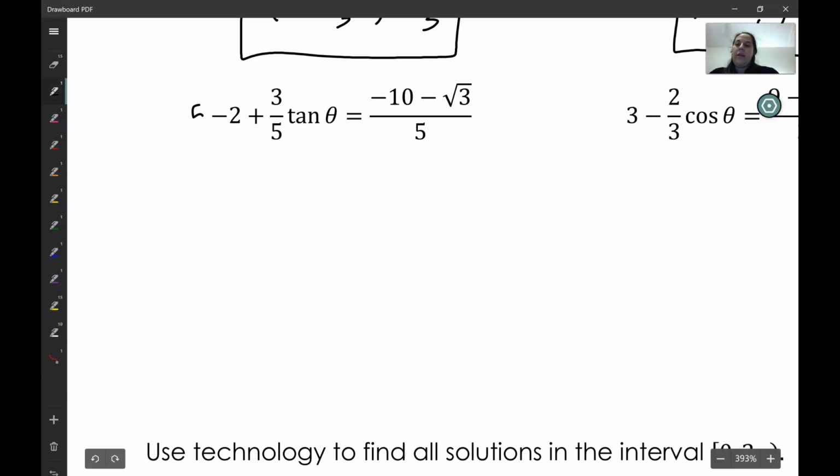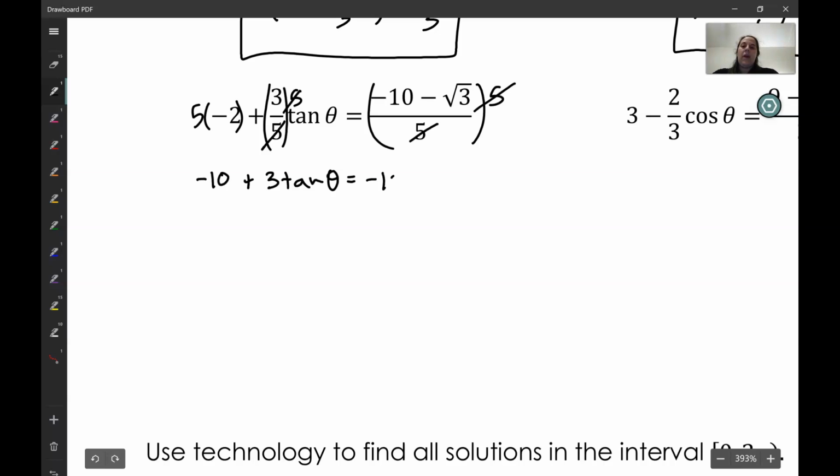So I'm gonna multiply this by 5, multiply this by 5, multiply this by 5. So this one gives me a -10. This one, the 5's go away, so I'm just left with 3 tan theta equals, and our 5's go away. Ta-da! Way better. And look at this. If I add 10 to both sides, they both cancel out. So now I'm left with that, which I can divide by 3 easily enough.